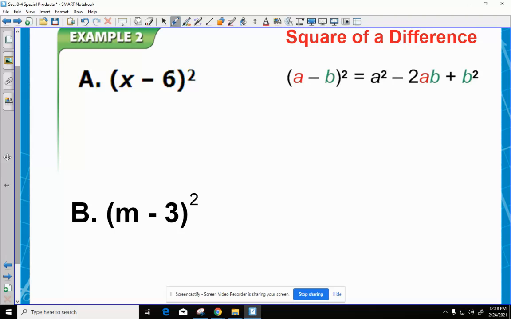Probably just really fresh in your brain. That's why you write them down. So this is still considered a perfect square trinomial. It still has 3 parts. It still has perfect squares at the beginning and at the end.